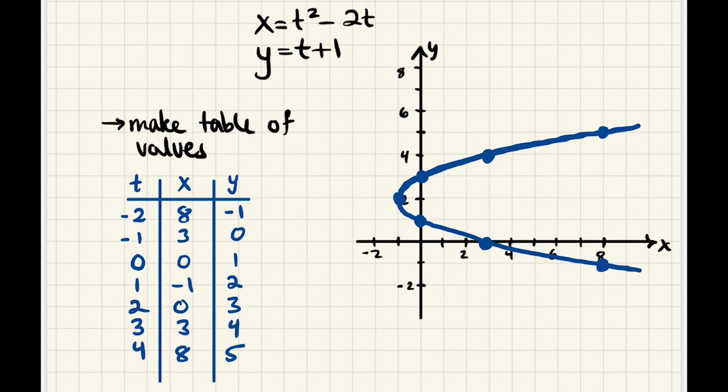Now, it's helpful when sketching parametric equations to indicate the direction of increasing t on your curve. So I usually just draw a couple of arrows, so no matter where you're looking on the graph, it's fairly obvious which way the action is moving.